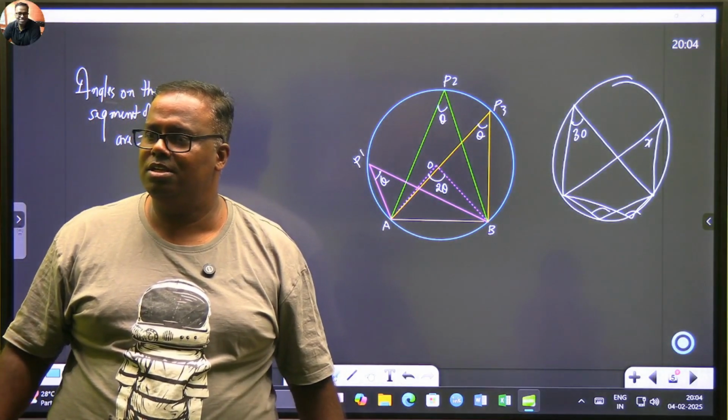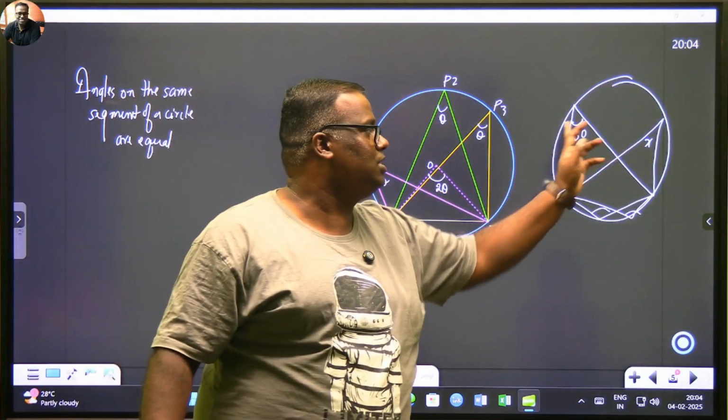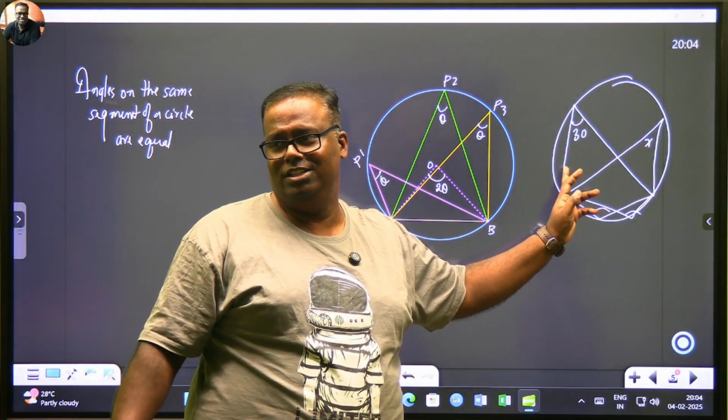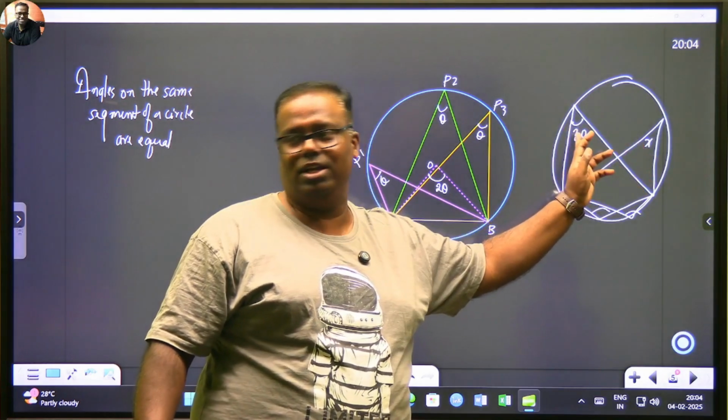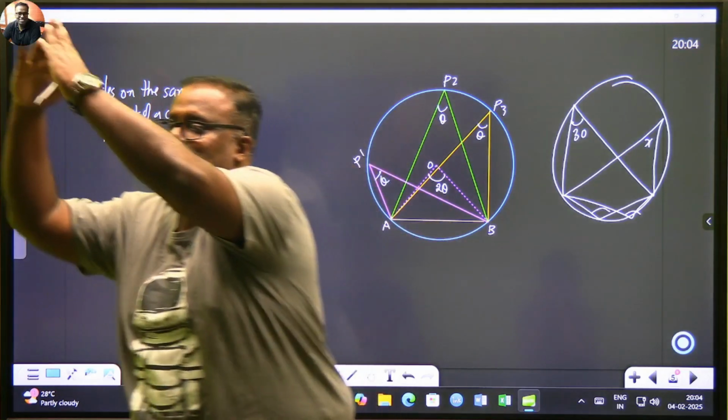Corresponding means? Like, everything has to be over there. No. These angles on the same segment. This angle, not the bottom. Bottom का सवाल ही नहीं आता है ना. Angles on the same segment mean these two angles. Segment means segment forming the angles.